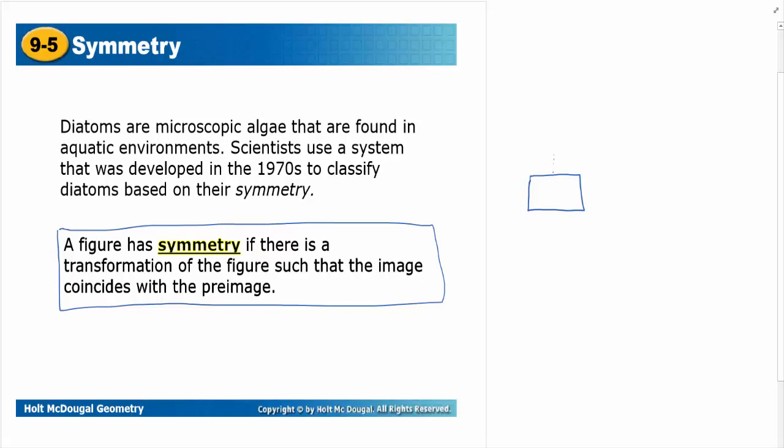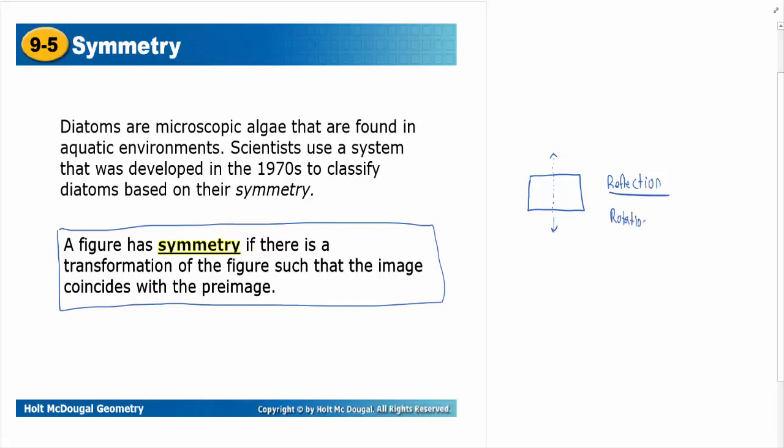You can have a line of symmetry right here. And when they say there's a transformation so that the image coincides with the preimage, I could do a reflection. If I did a reflection, this would reflect onto itself because they're the same on both sides. And you can also do, in this case, a rotation. And those are the ones we'll typically do.